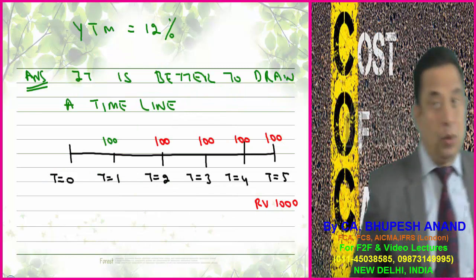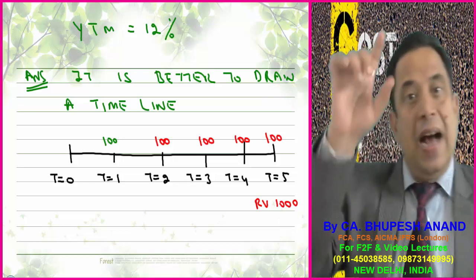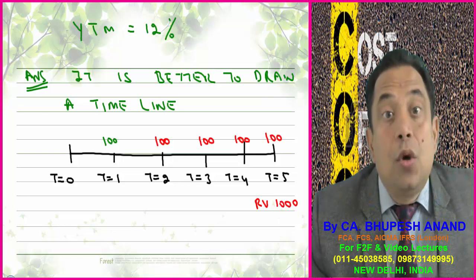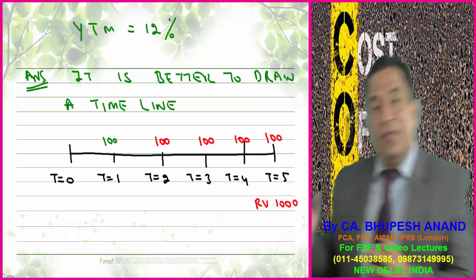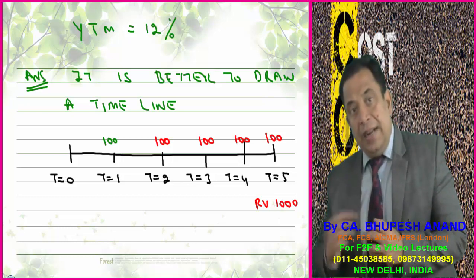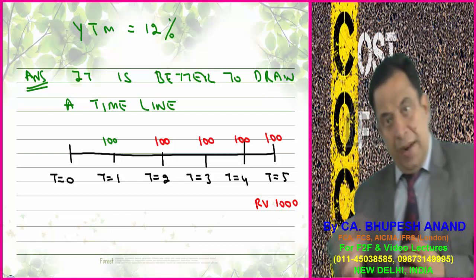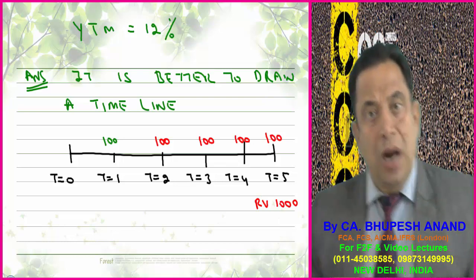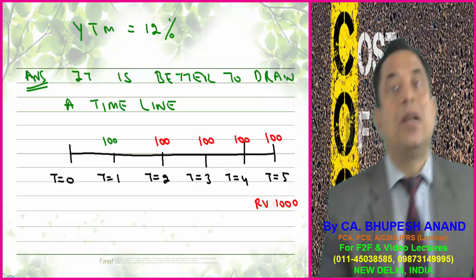So please take out your calculators. I have written the steps for how we can calculate with the help of a calculator. I have prepared a timeline. The debenture holder will be getting the interest amount at equal intervals of time. From T0 to T5, I have written 100, 100, 100, 100. How is 100 calculated? 10% of 1000. Face value is 1000, coupon rate is 10%, so 10% of 1000 comes to 100. So I have written 100 five times, and the redeemable value is 1000.